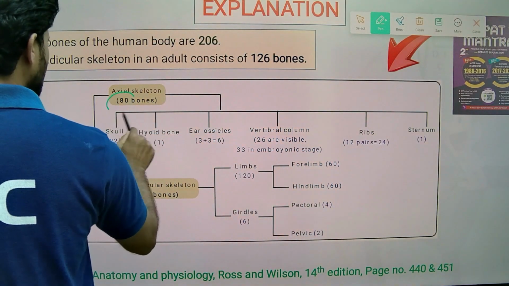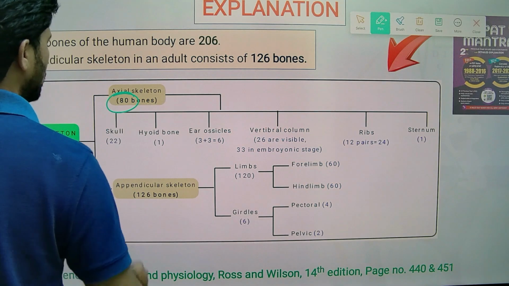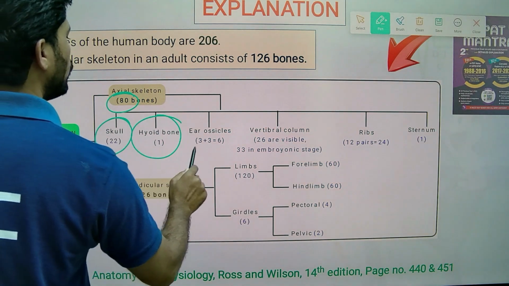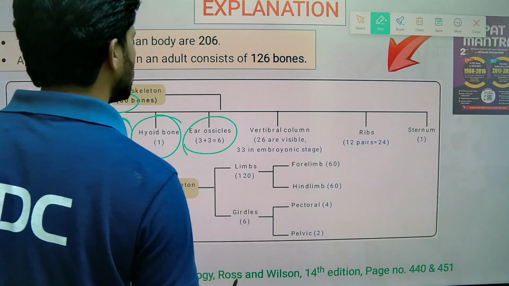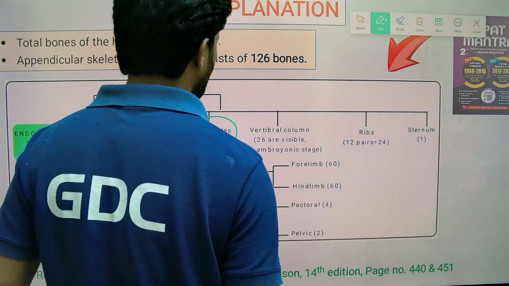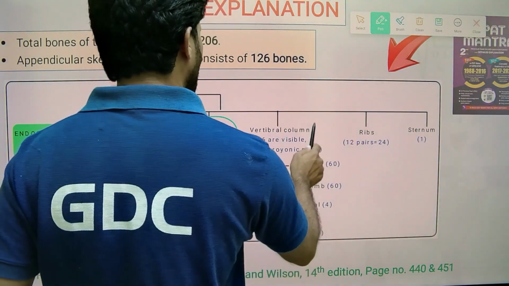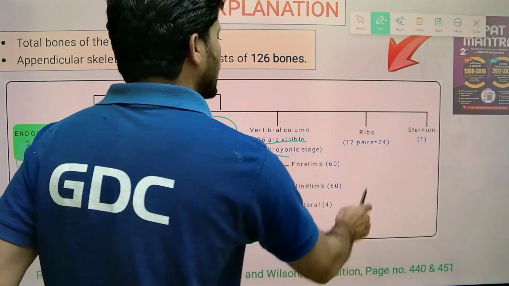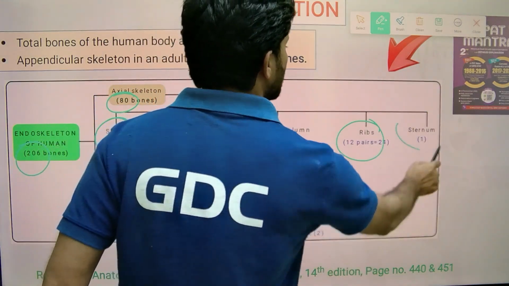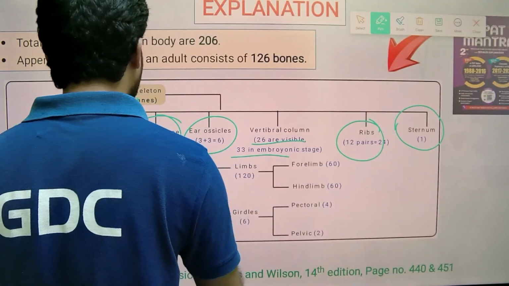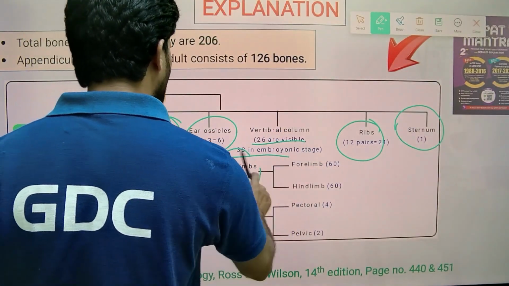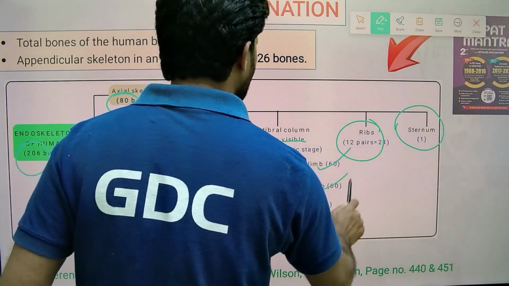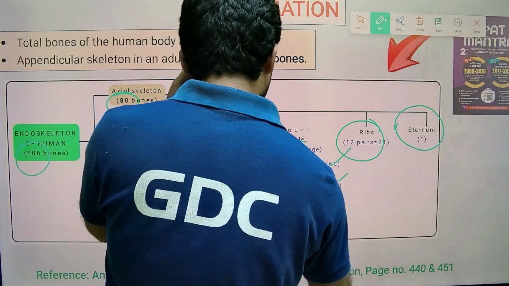The axial skeleton is 80: skull 22, hyoid bone 1, and ear ossicles 6 in total, 3 plus 3 for the two ears. The vertebral column is 26 in the adult, 33 in the embryonic stage, ribs 24, and sternum 1. The appendicular skeleton is 126 in total: limbs 120 and girdles 6. Forelimb 60, hind limb 60, pectoral girdle 4, pelvic girdle 2.